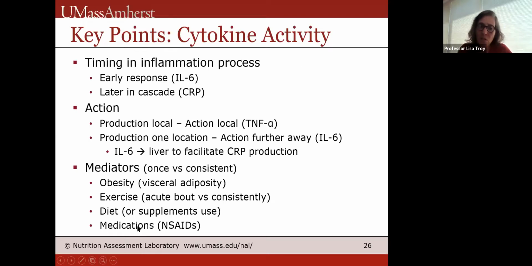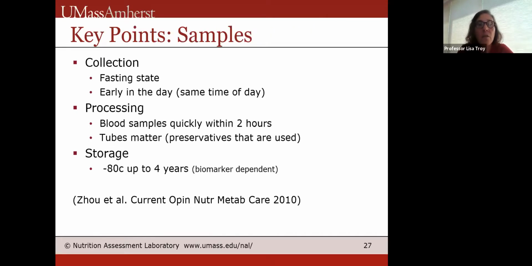So what I mentioned as mediators here is because I think those are things that you want to measure. You want to try to measure. And I would say weight gain during pregnancy is another thing that you might want to measure. Pre-pregnancy weight is something that you want to measure. Visceral adiposity, if you can. Those are all things that will make a difference when you analyze the data to help you better understand it. For key points for samples, like most blood work, we want to think about it in the fasting state, if you can.